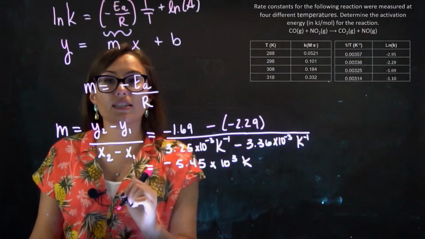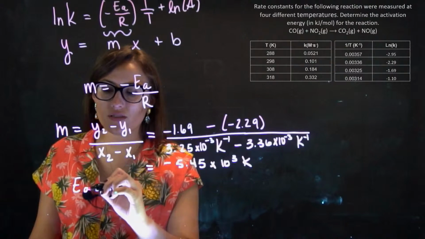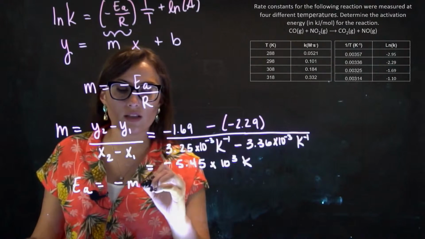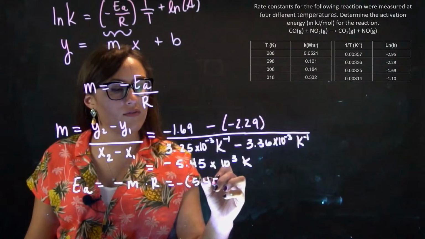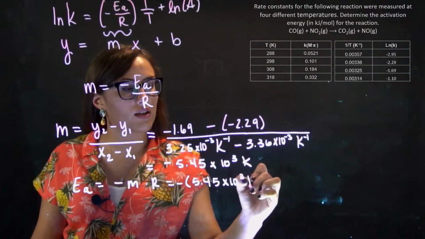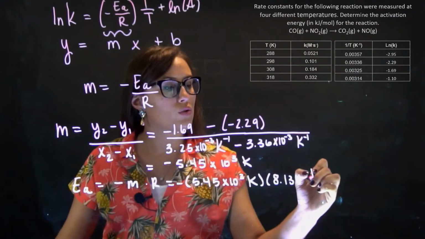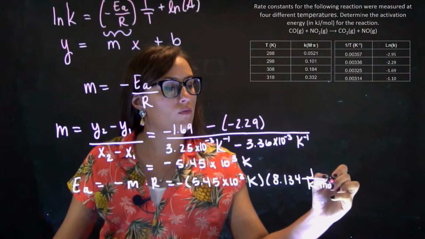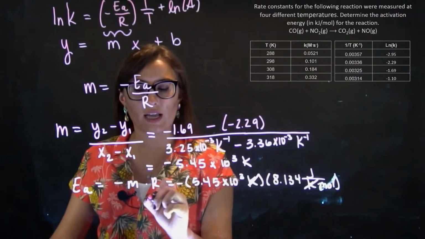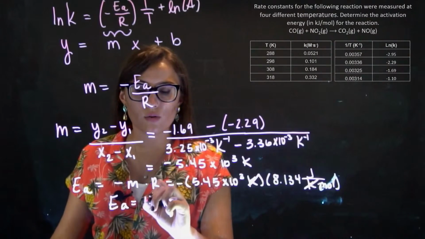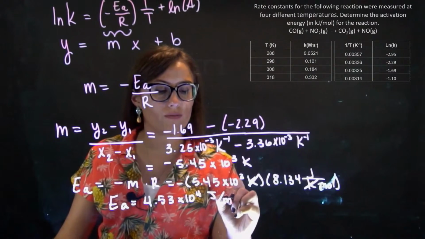Now we can plug this in to the following expression. And so we get the activation energy is going to be equal to negative of my slope times R, which is equal to negative times 5.45 times 10 to the 3rd Kelvin multiplied by 8.314 joules per Kelvin mole. Kelvin and Kelvin cancel out, and activation energy is equal to 4.53 times 10 to the 4th joules per mole.